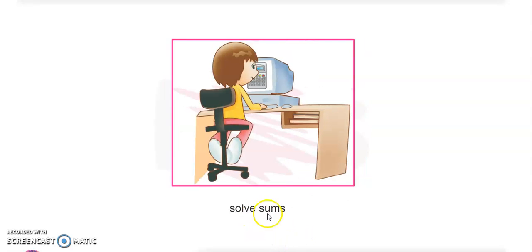First use is to solve sums. We can do different types of sums on a computer, like addition, subtraction, multiplication, and division. All sums we can do on a computer very fast and very quickly, and it always gives the right result. This is the best thing of the computer.